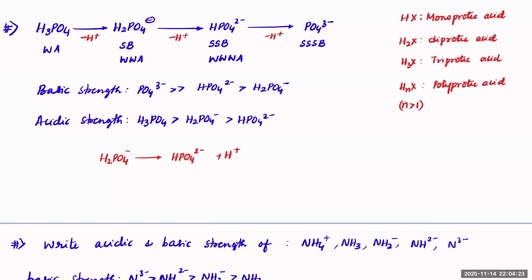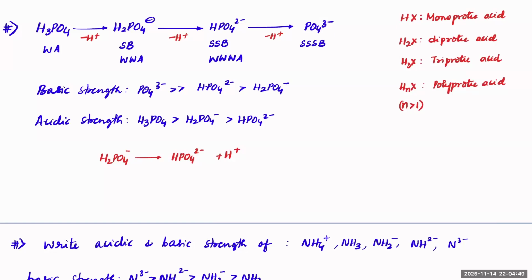Everybody understood? It has a strong basic character, but if it has to act like an acid, it has to be a much, much weaker acid. So remember this, in polyprotic acids, if the first acid is weaker, the second acid becomes much, much weaker than that. So that is why I've written it as WWA, which means very weak acid.